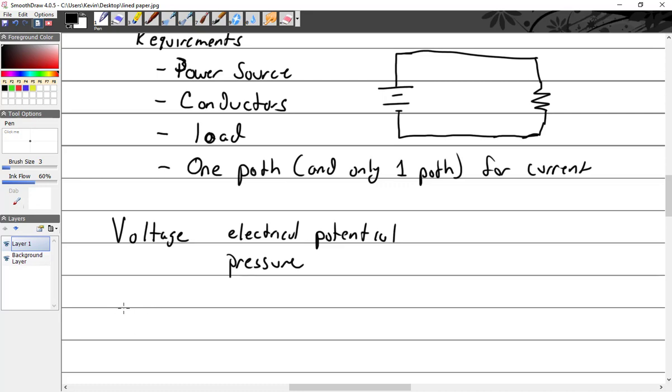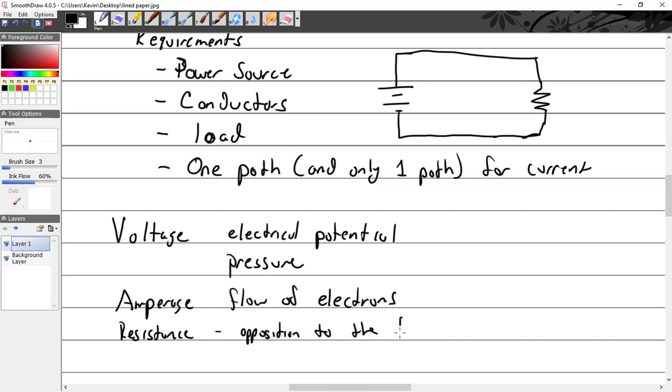We have amperage. Amperage is the actual flow of electrons, and that is like the actual water coming out of the faucet. You could measure that. Flow of electrons. And resistance. Resistance is the opposition to the flow of electricity.